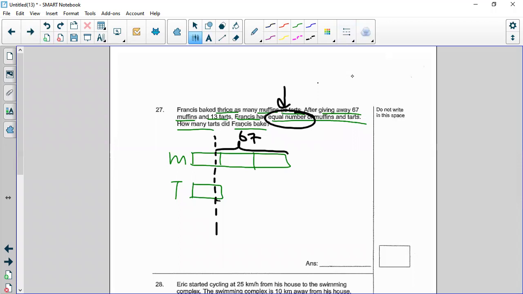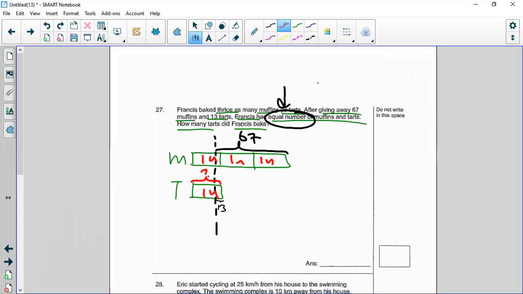And how many is that? 13, right? 13 tarts given away. And where are the units? The units are the boxes. Okay, that's your model. And how many tarts did Francis bake? So your question mark is to find here. And that's your model, a very simple model.